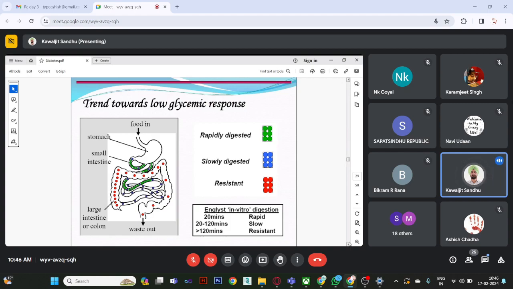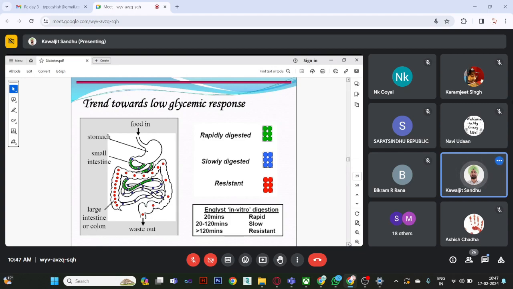They eventually form a starch molecule, and in our body, because of the enzymatic system, this starch is broken down into glucose. So how fast our enzymatic system is breaking down the starch molecule will eventually raise the blood glucose level. If our enzymatic system is breaking starch molecules very fast, more glucose will be released; this is rapid starch. And if it is broken down in 20 to 120 minutes, we say it is slow digestion starch.